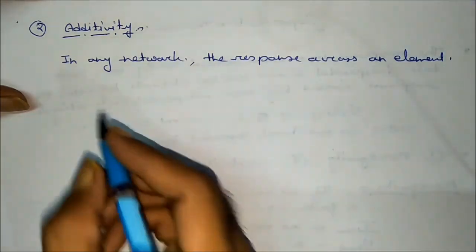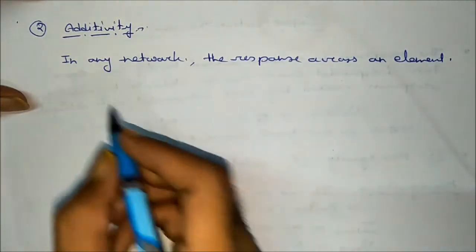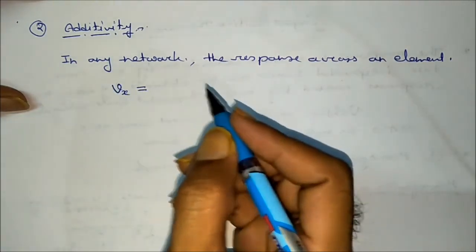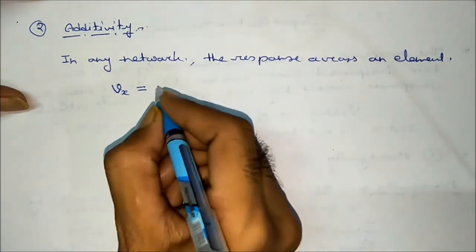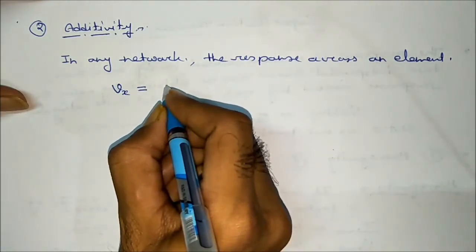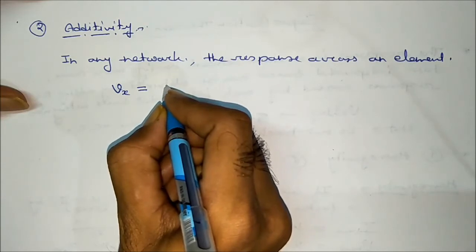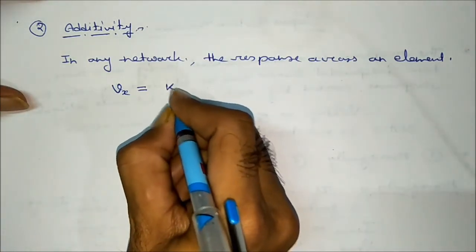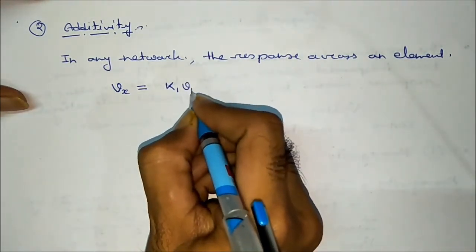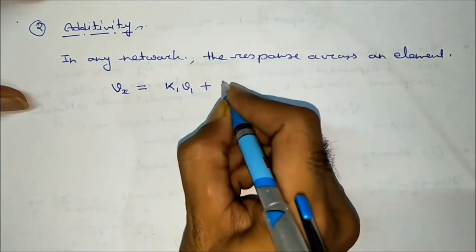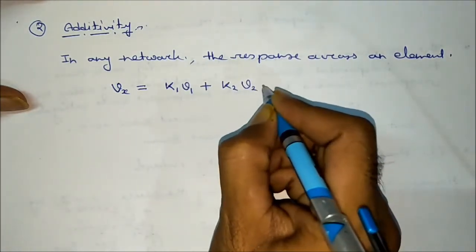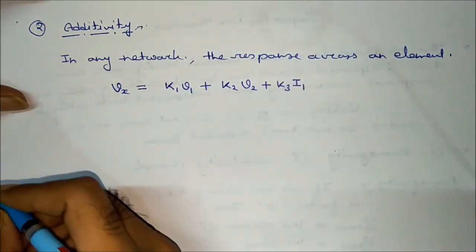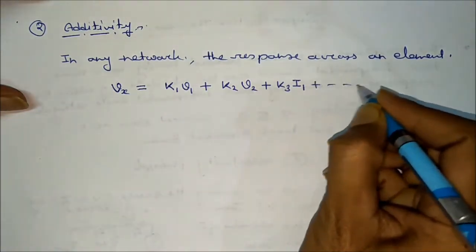So we can say that the total response across an element, let's assume that is equal to Vx, the voltage across some element, will be a function of, let's assume there are 3 sources present, 2 voltage sources and 1 current source, independent sources. Then what will be the response? That will be a function of K1 times the first independent voltage source, plus K2 times the second voltage source, plus K3 times the one independent current source present in the network. Similarly, and so on.